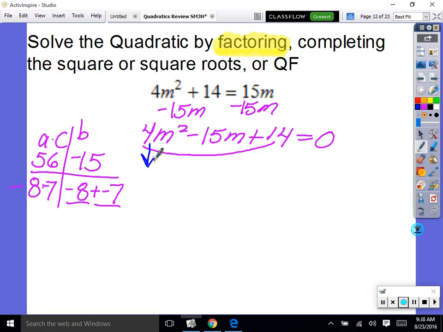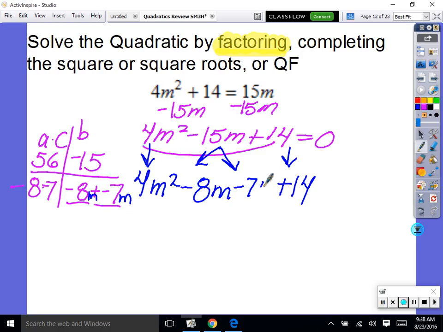You drop down the end terms exactly as they are. Drop. So we're dropping down 4m squared. We're dropping down 14. Right? Drop. And now we're breaking down that middle term. We're rewriting -15m as -8m and -7m. And the order doesn't matter. Is everybody following? Now we have 4 terms, and we're going to continue to factor by grouping.